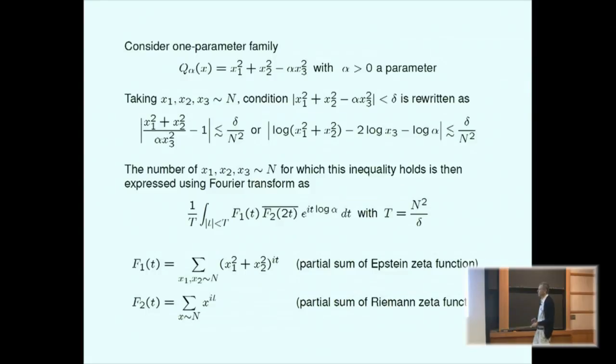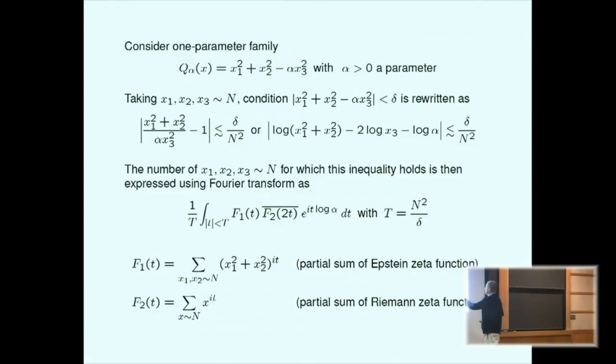So let me just show you how this works. So for instance, we want to study Oppenheim, x1 square plus x2 square minus alpha x3 square. And let's say we are interested in understanding how well we can approximate 0. So x1 square plus x2 square minus alpha x3 square less than delta, where we would like delta to be as small as possible in some sense.